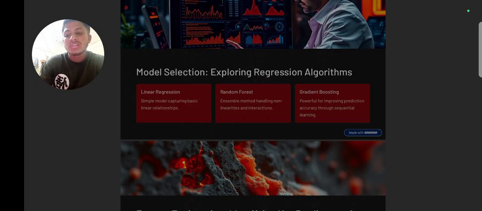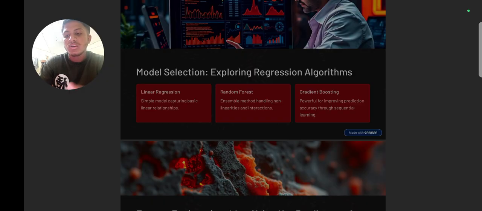Linear regression is one of the simplest and most commonly used regression algorithms. It models the relationship between a dependent variable (output) and one or more independent variables (inputs) by fitting a straight line in 2D, or a hyperplane in higher dimensions, to the data. Second one, polynomial regression. Polynomial regression is an extension of linear regression that models the relationship between the dependent variable and the independent variables as an nth degree polynomial.